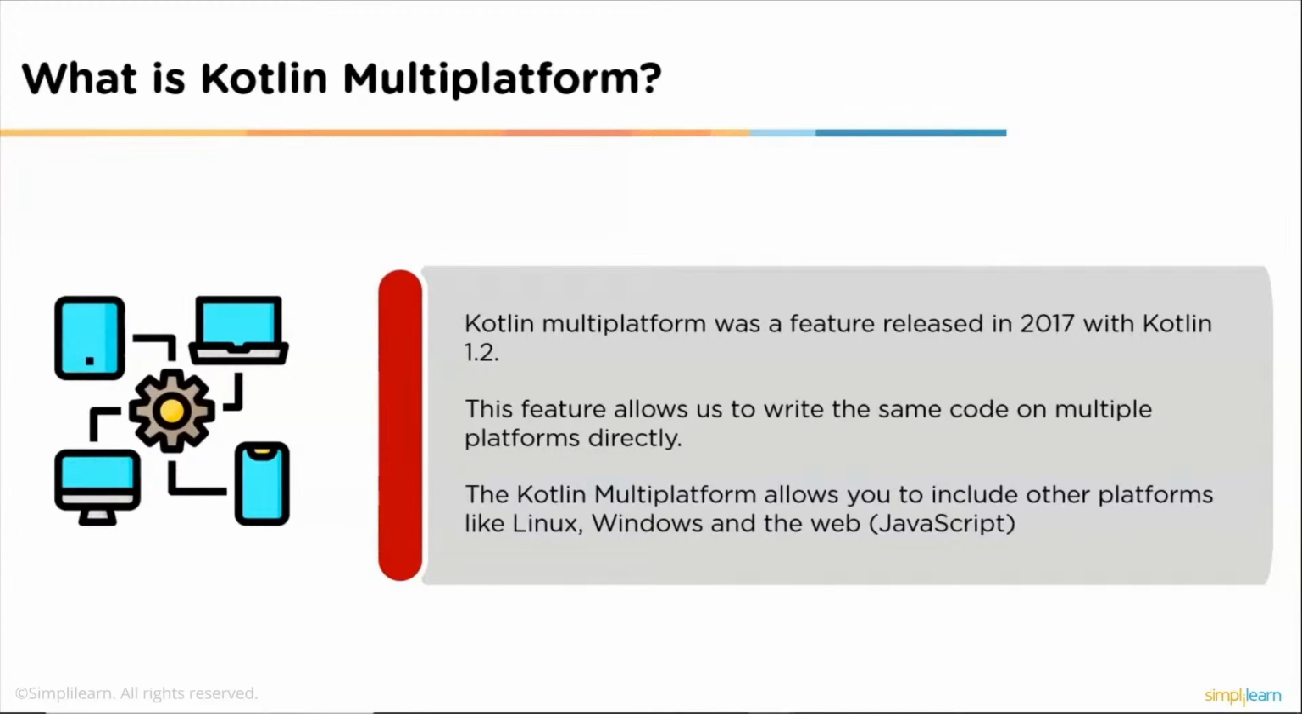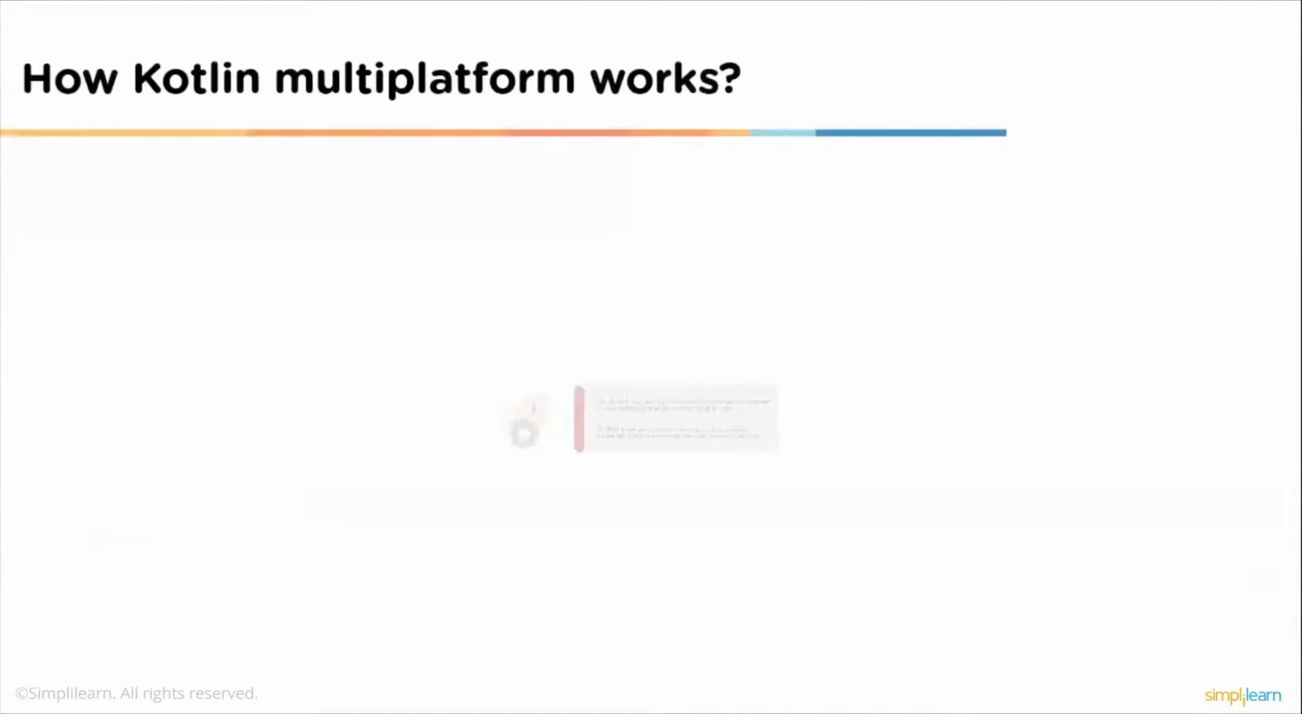But it takes the concept of write once, run anywhere to a much higher level, in which we can write the code once and target multiple platforms. Kotlin Multi-Platform allows you to include other platforms like Linux, Windows, and the web, while its subset, Kotlin Multi-Platform Mobile, allows the developer to write business logic code for iOS and Android from a single code base. Now, as we have understood what Kotlin Multi-Platform is, let's understand how Kotlin Multi-Platform works.